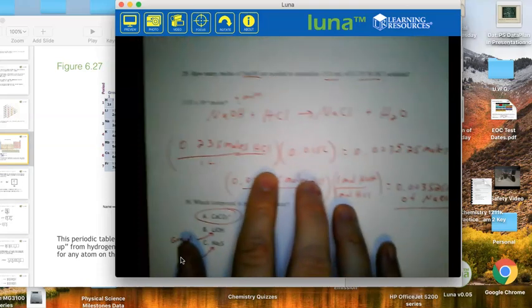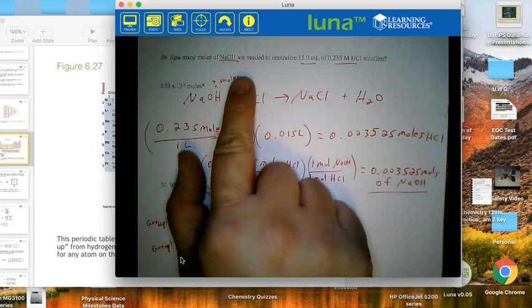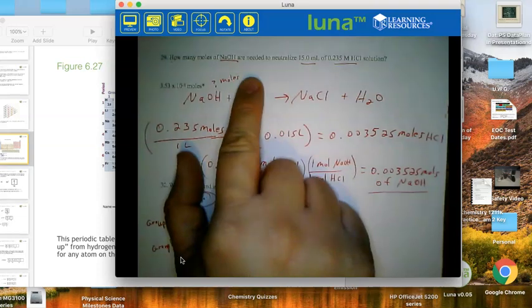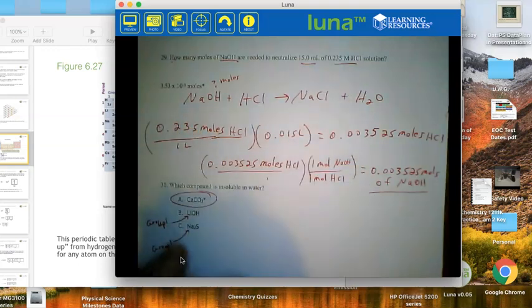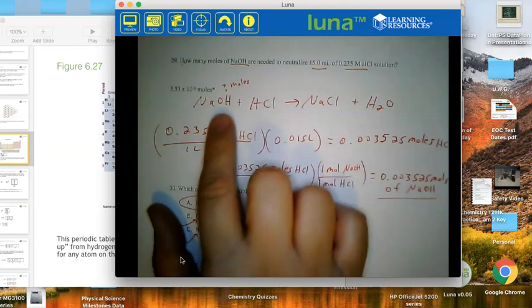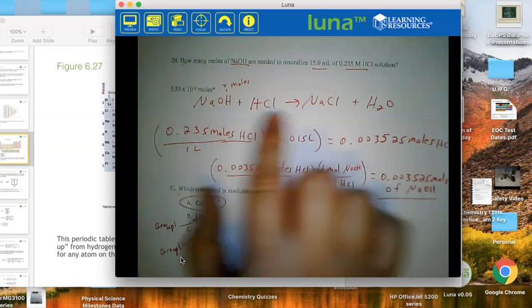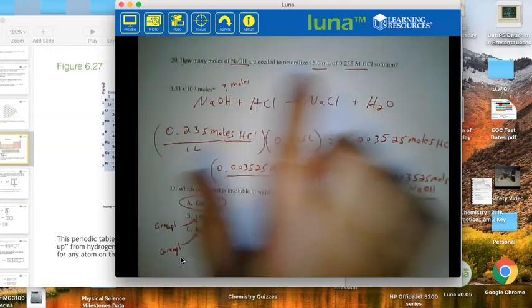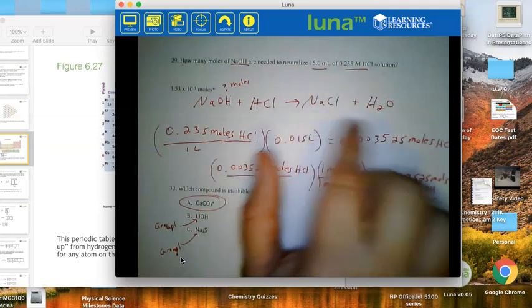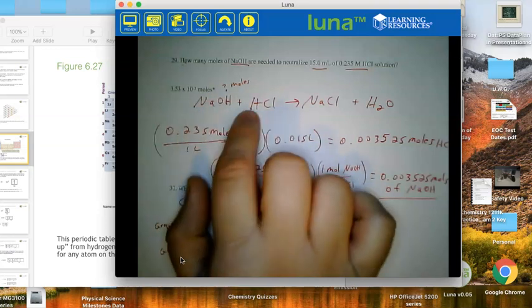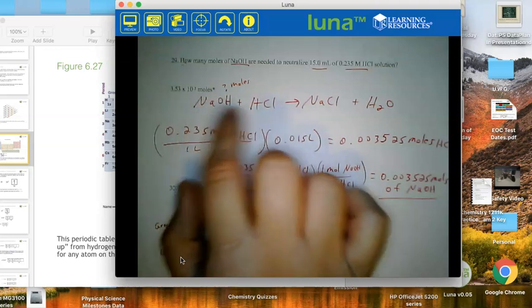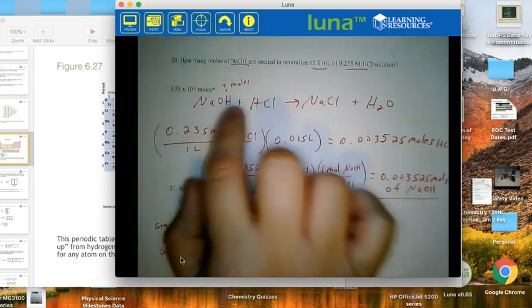All right, number 29, it says how many moles of sodium hydroxide are needed to neutralize 15 milliliters of a 0.235 molar hydrochloric acid solution. So here again, I'm having to write out a chemical equation. Sodium hydroxide neutralizing hydrochloric acid, and then predicting the products. Because we have 2 compounds, again, the outsides and the insides react. So I have sodium chloride and HOH, or water. It's already balanced, so I don't need to add coefficients.